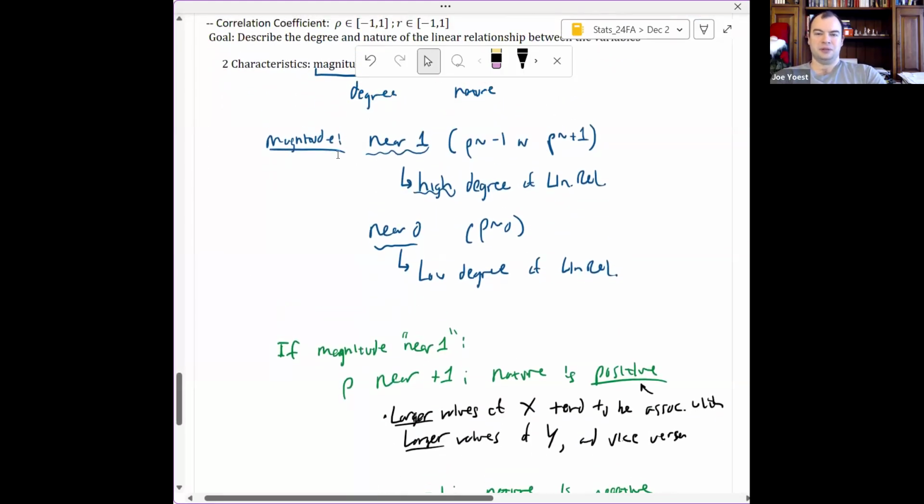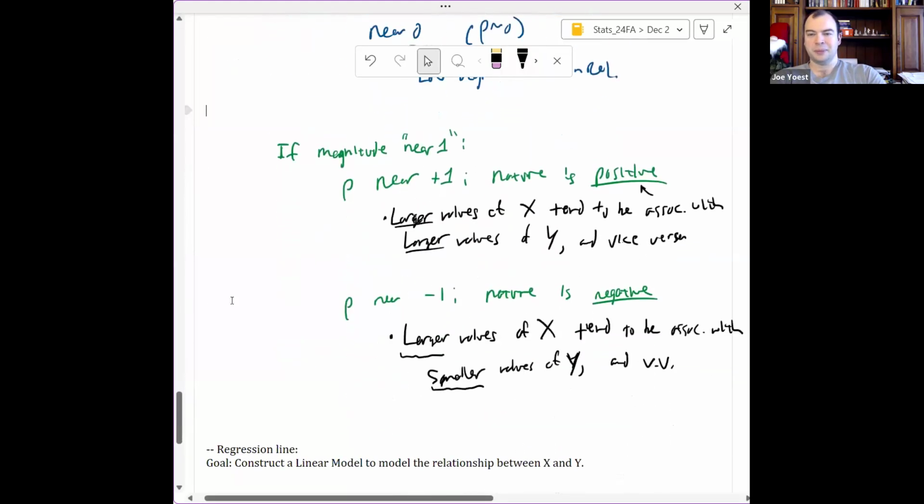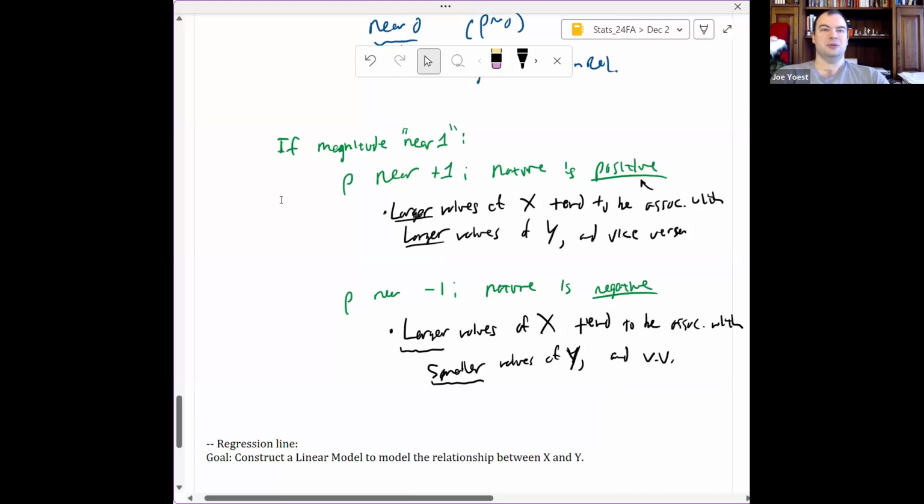So as I mentioned, magnitude near 1, high degree of linear relationship. I want to investigate the nature of that relationship. Magnitude near 0, low degree of linear relationship. Not really sensible to describe a nature of a relationship that is non-existent. If the magnitude is near one, and this is very context dependent, in some senses, maybe 0.5 is close enough to one that we're interested. In other senses, we might demand a magnitude near 0.8 or 0.9 before we're happy to start describing and using that relationship.